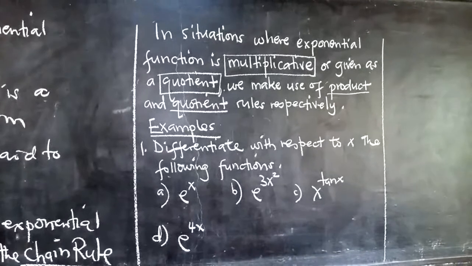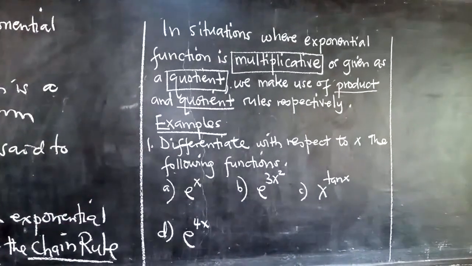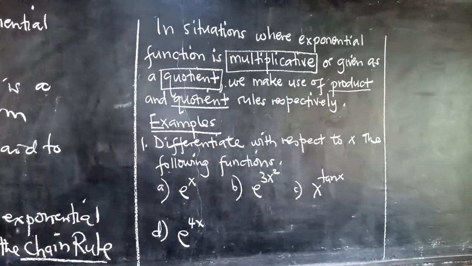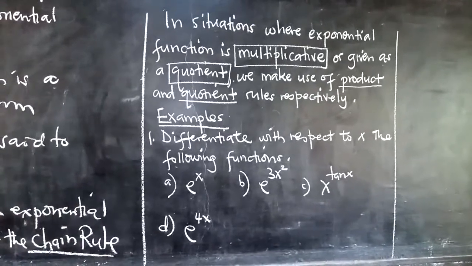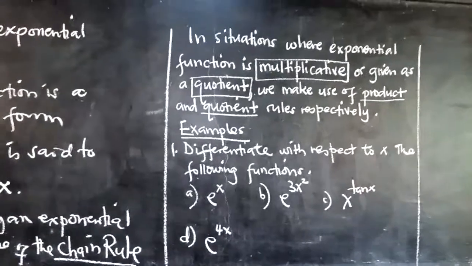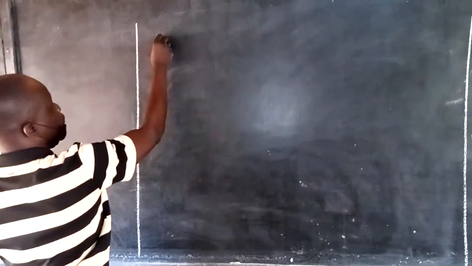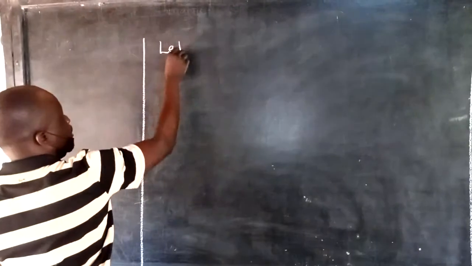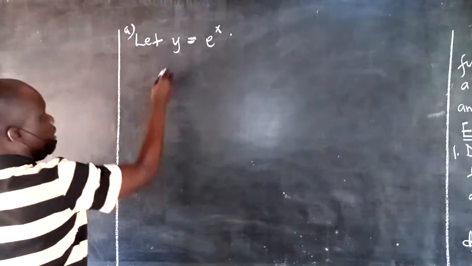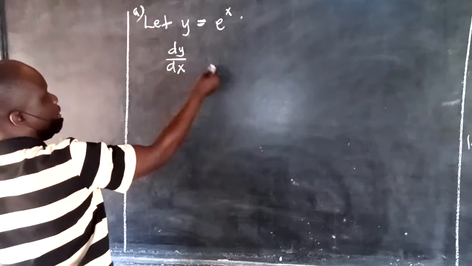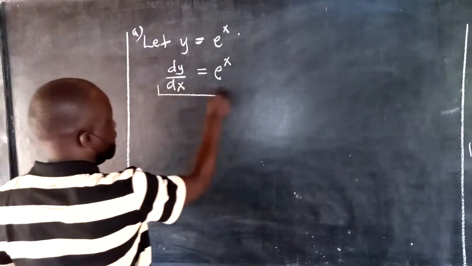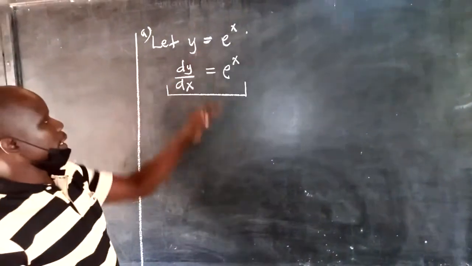So we go straight away to example 1. Differentiate with respect to x the following functions, a, b up to d. Looking at the first solution, part A, to make our life easy, let y equal e power x. Now the derivative dy/dx will equal e power x.